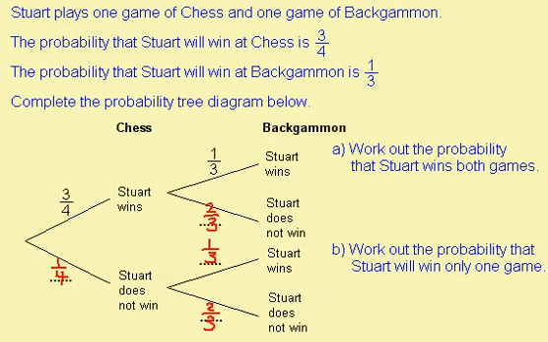I'm now asked to work out the probability that Stuart wins both games. I'm going to follow the branches. Stuart is going to win chess and then win backgammon, so it must be 3/4 multiplied by 1/3. Three times 1 is 3, and 4 times 3 is 12. So this is my probability.